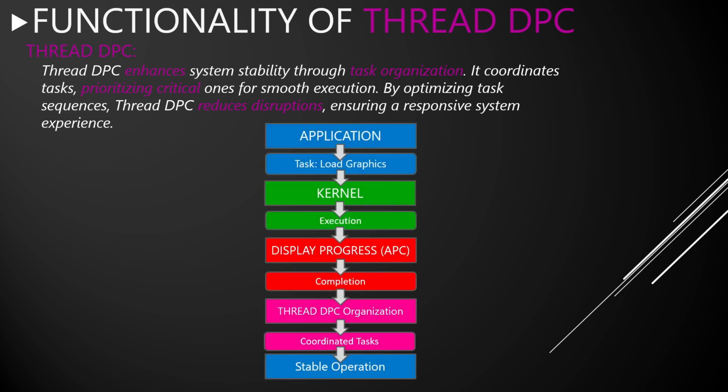Let's see a diagram to understand better what we said. Okay, we have the application task, load graphics. The kernel will execute in display progress APC. Okay, and when this task completes, the Thread DPC will organize the next tasks for stable operation. So Thread DPC is an organizer.